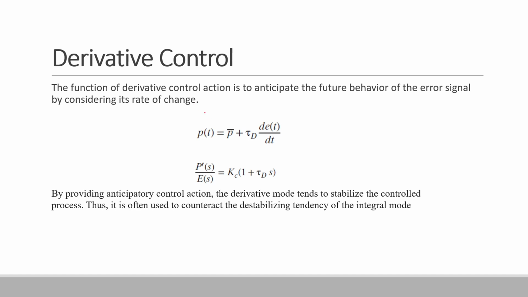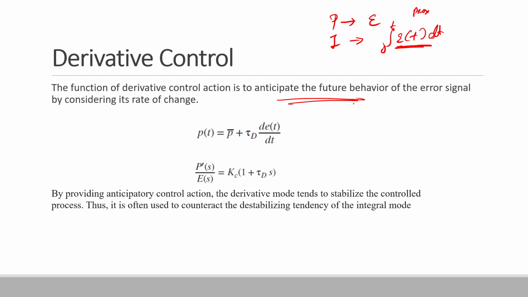So the function of the derivative control is to anticipate the future behavior of the error signal, considering its rate of change. To repeat, proportional control takes the corrective action as soon as the error is reached, whereas the integral control action will take an error after a sufficient amount of time has passed. That is, it will take the integral control action on the basis of the past error. Whereas the derivative control action will anticipate the future behavior.